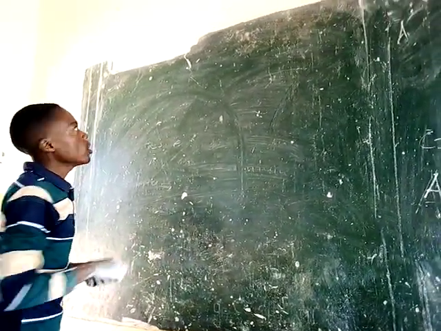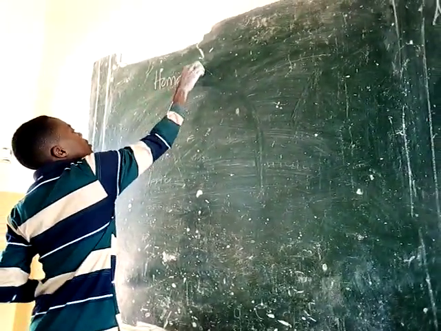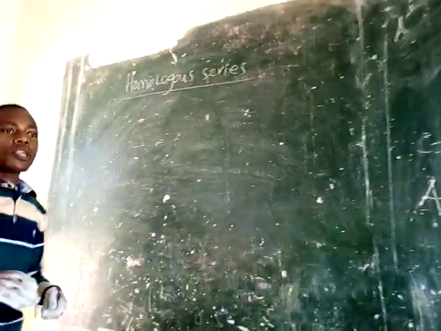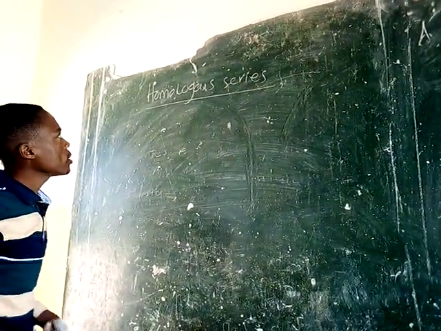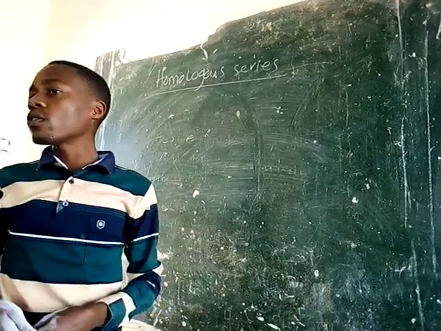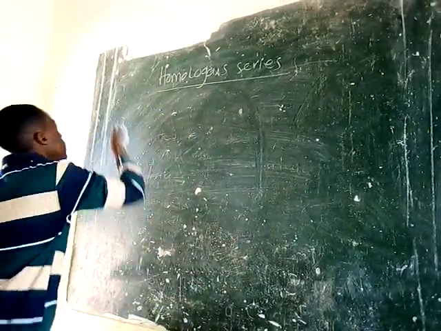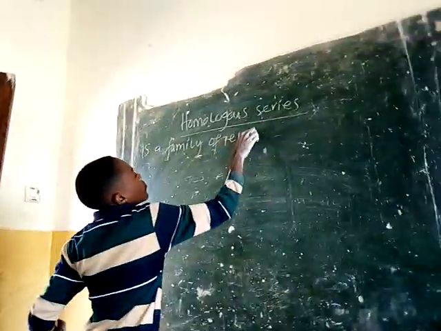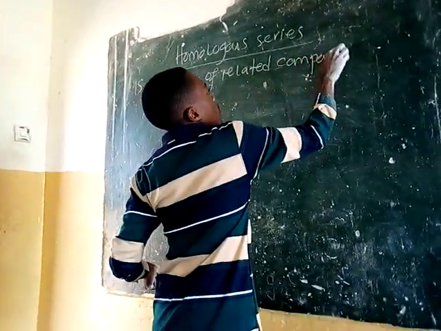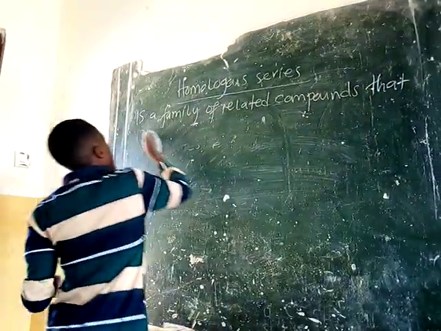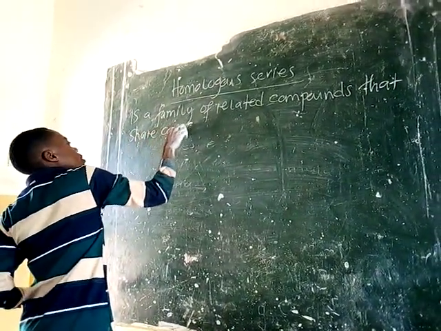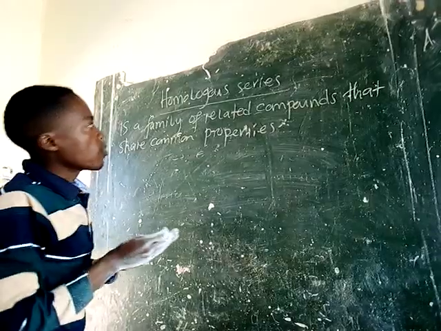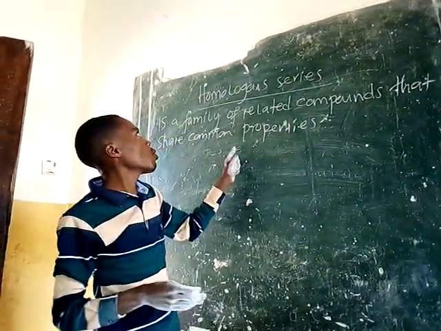So under organic chemistry, we are going to look at the homologous series. A homologous series is a family of related compounds that share common properties or characteristics. It is a family of compounds that are related in properties or characteristics. That is called a homologous series.